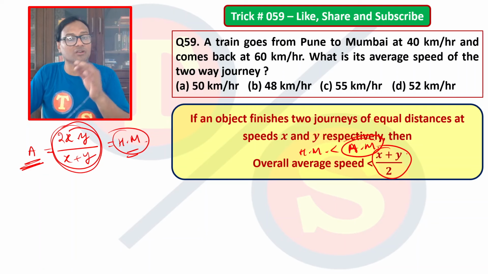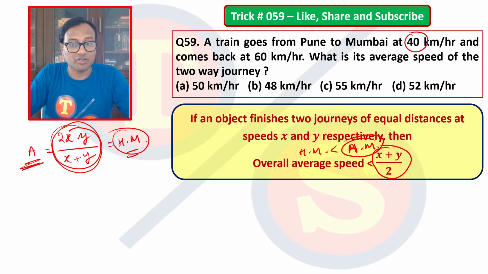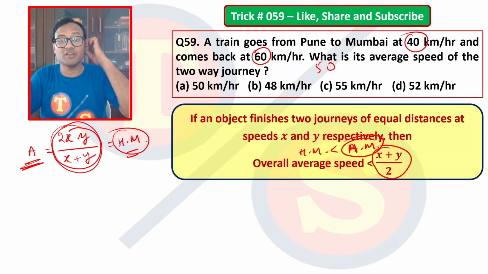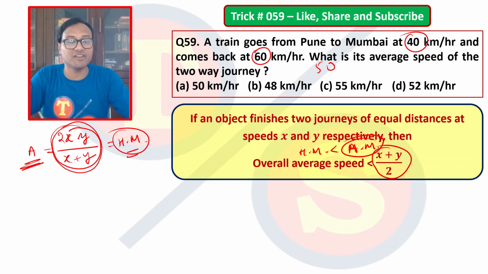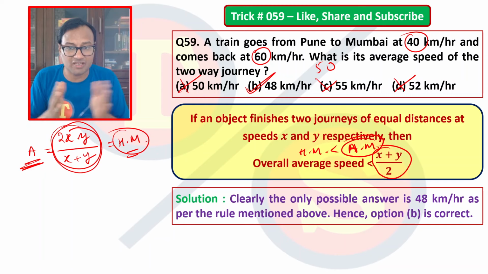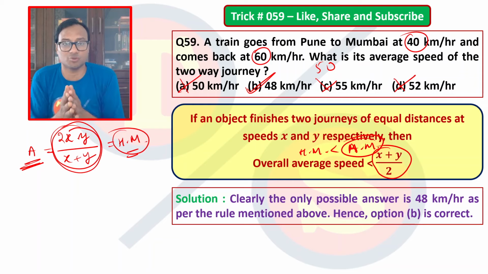So first of all, you calculate x plus y upon 2. So 40 plus 60 is 100. 100 upon 2 is 50. So your answer must be less than 50. And fortunately here, all the values except 48 are either equal to 50 or greater than 50. So 48 must be the correct answer. So you can save some time if you just have this idea that average speed is always less than the average of the speeds. x plus y upon 2 is nothing but the average of the two speeds. So average speed will always be less than that.